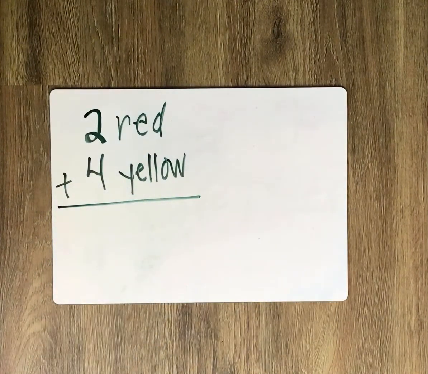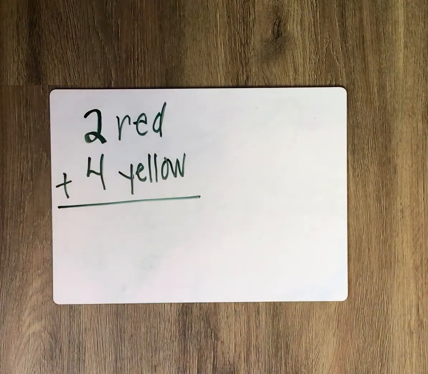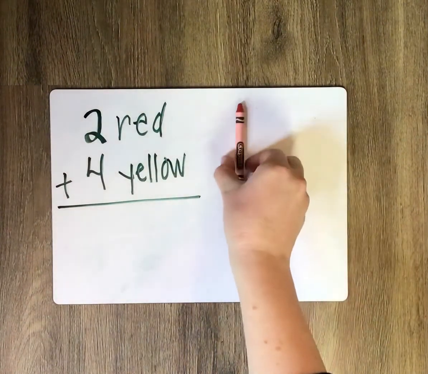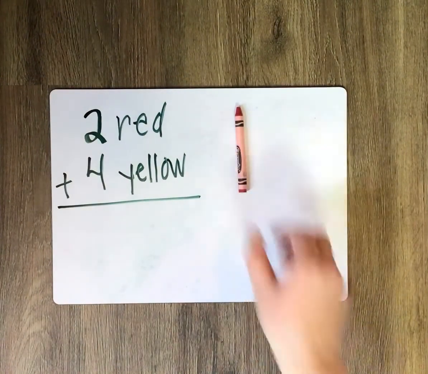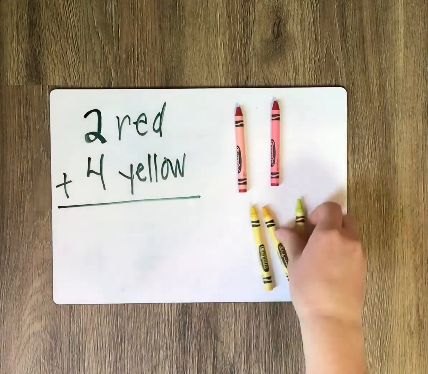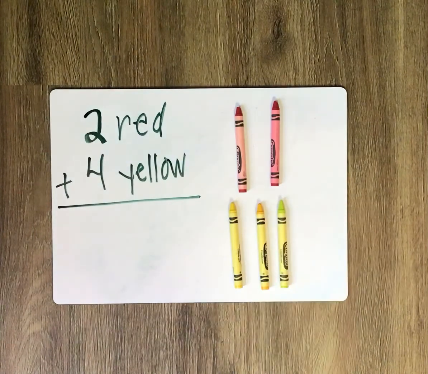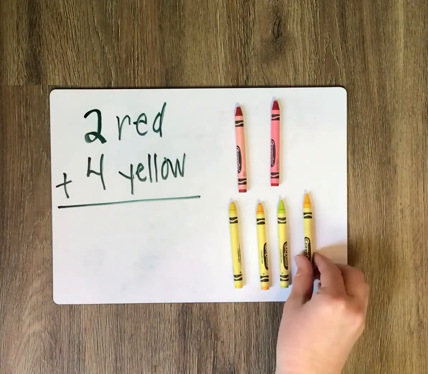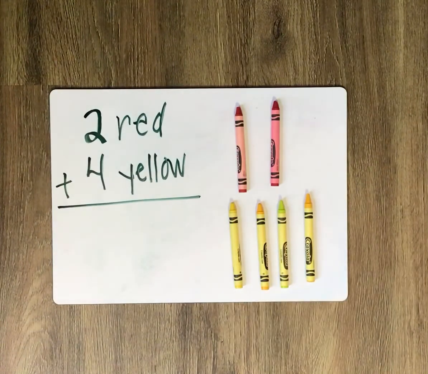But you know what? I'm not sure what 2 plus 4 is. So I'm going to use something to help me. So I'm going to use my crayons. So I'm going to use 2 red crayons. Okay, so there's 1 and 2. And then I also need 4 yellow crayons. Okay, so I have my 2 red and my 4 yellow.